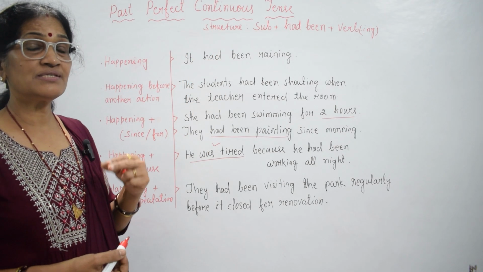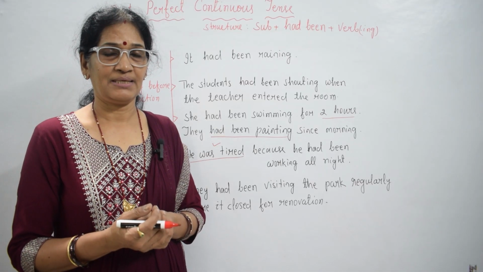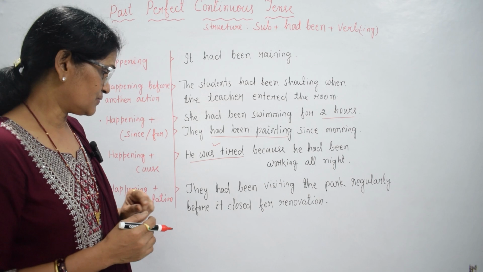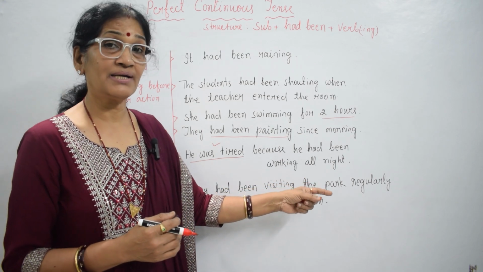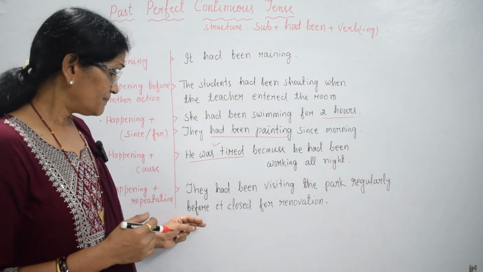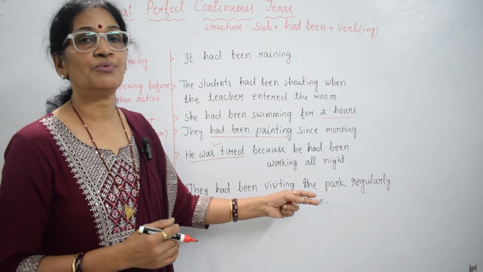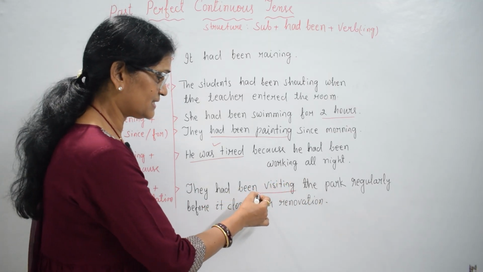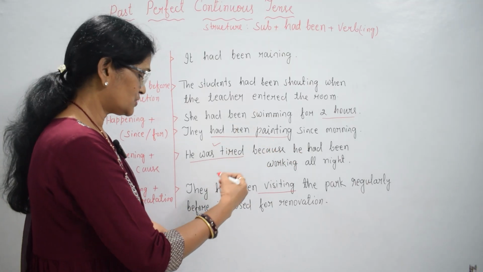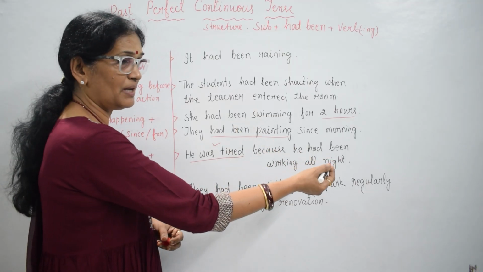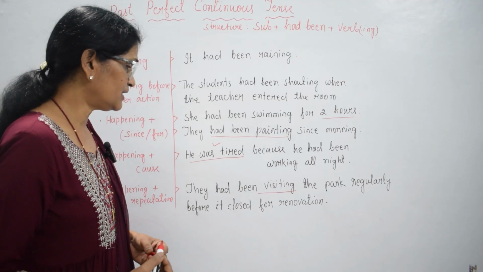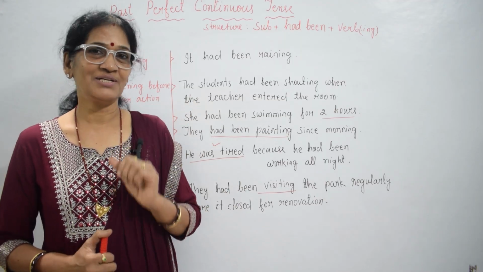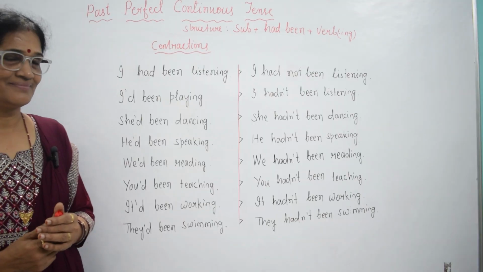If anything was happening repeatedly, okay, regularly, there we use past perfect continuous. They had been visiting the park regularly before it closed for renovation. Okay, regularly what was going on? Visiting. So, in the past. So, they had been visiting the park regularly before it closed for renovation. I hope you understood clearly.